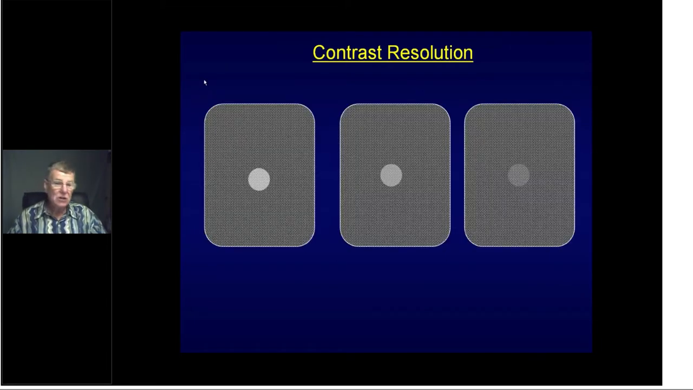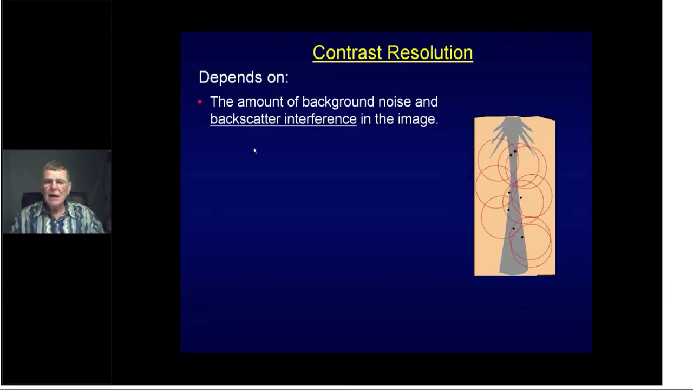I don't know how well this shows up on your monitors, but here we've got a fairly large structure in the image. But if its echogenicity becomes closer to that of the surrounding tissue, it can be very difficult indeed to see that structure. And things like liver lesions, for example, can be very subtle in the differing echogenicity to that of normal liver, and you just might not see them, even though they're quite large. Now, contrast resolution depends on a number of things.